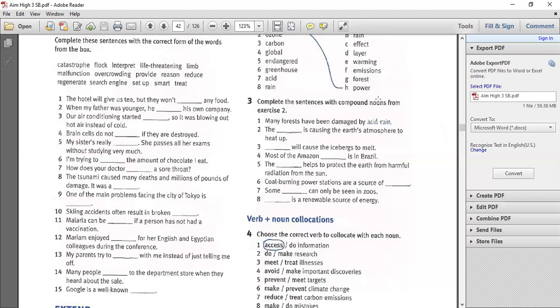Skiing accidents often result in broken limbs. Excellent. Malaria can be life-threatening if a person hasn't had a vaccination. Super excellent.